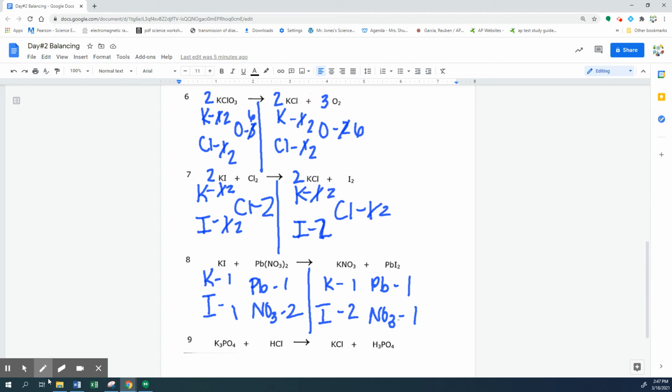So I'm going to get my nitrate to balance by putting a 2 in front of the potassium nitrate. That makes my potassium 2 and my nitrate 2. On the reactant side, I need my potassium to be 2 and my iodide to be 2. So I put a coefficient of 2 in front of my potassium iodide. Then everything matches. 2, 2, 1, 2.